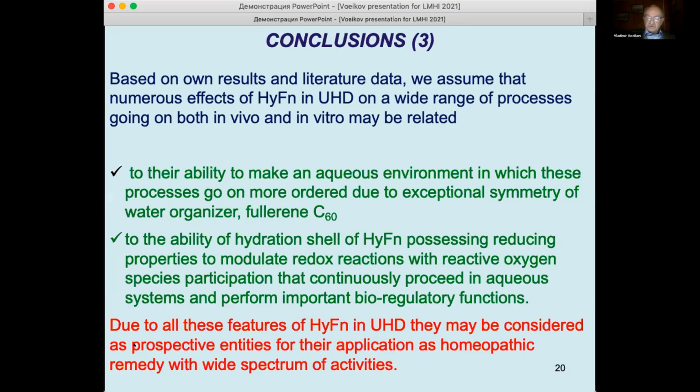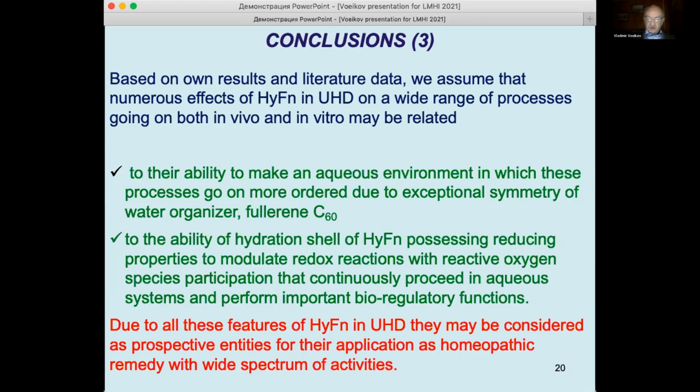So due to all these features of hydrated fullerene in ultra-high dilutions, they may be considered as prospective entities for their application as homeopathic remedy with a wide spectrum of activities.